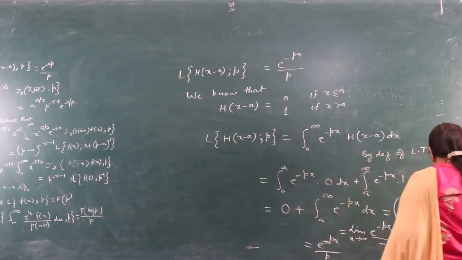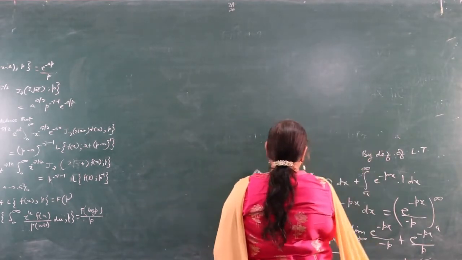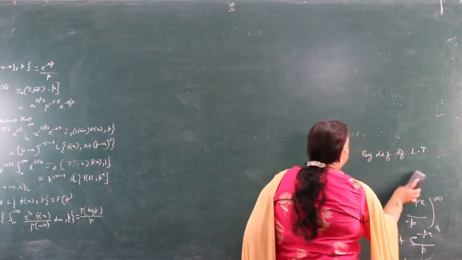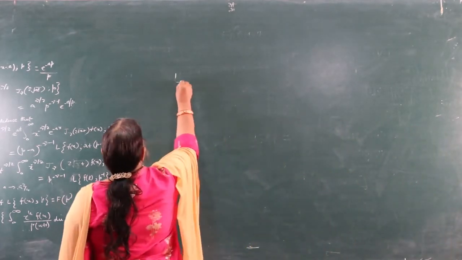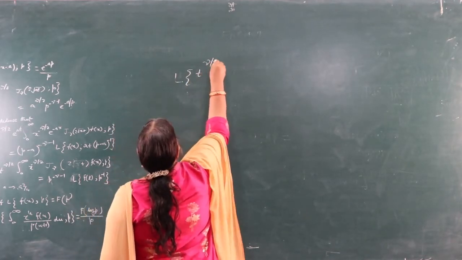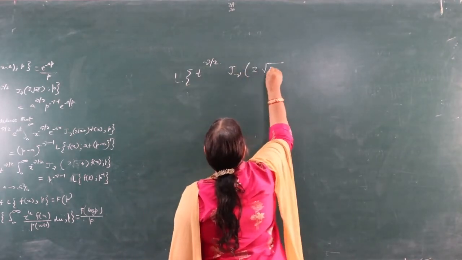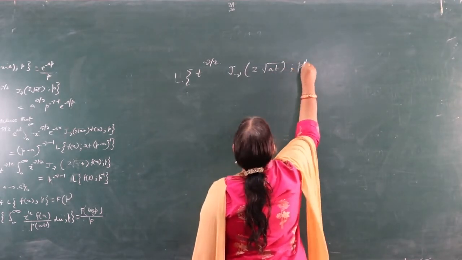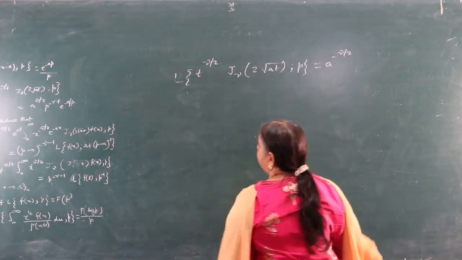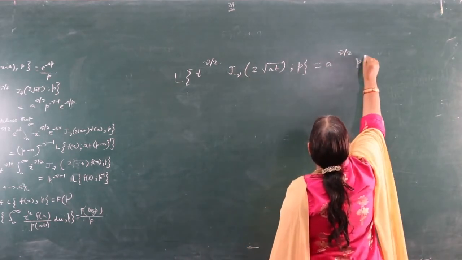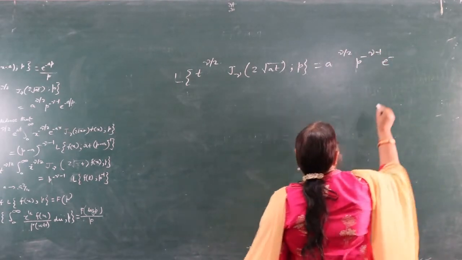Next question is to find Laplace transform of t raised to power nu by 2 J nu of 2 root a t. प्रूव करना है हमें, this is equal to a raised to power nu by 2 p raised to power minus nu minus 1 e raised to power minus a upon p.